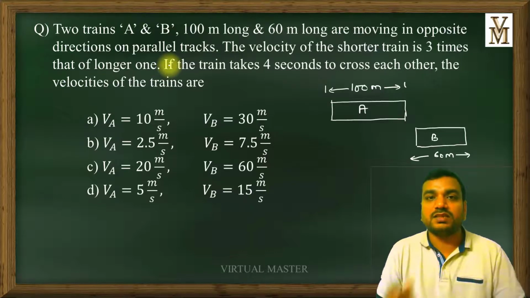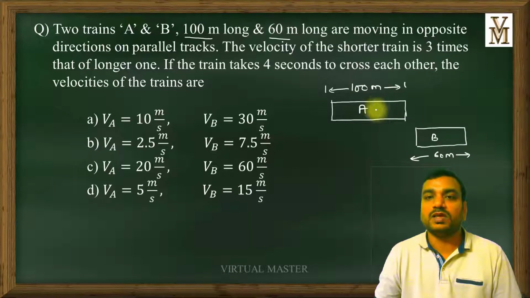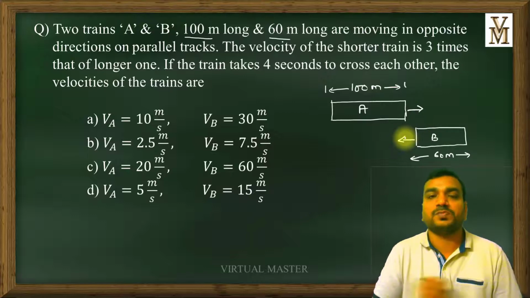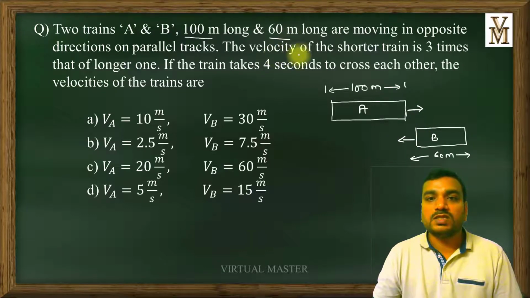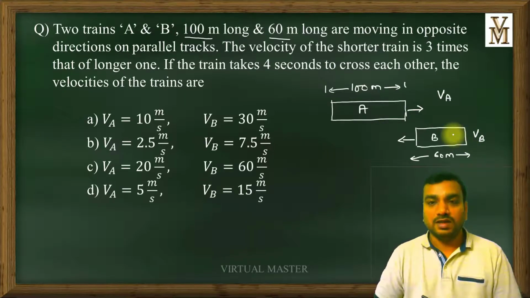In the question, it is mentioned that two trains are moving opposite to each other, and the length of one train is 100-meter and another train is 60-meter. Okay. Imagine these rectangular boxes as the trains. There are two trains A and B, and one train is 100-meter long and another train is 60-meter long, and they are moving in opposite directions. Okay, now the velocity of the shorter train is 3 times that of the longer one. Okay, I will call VA the velocity of train A and VB the velocity of train B.